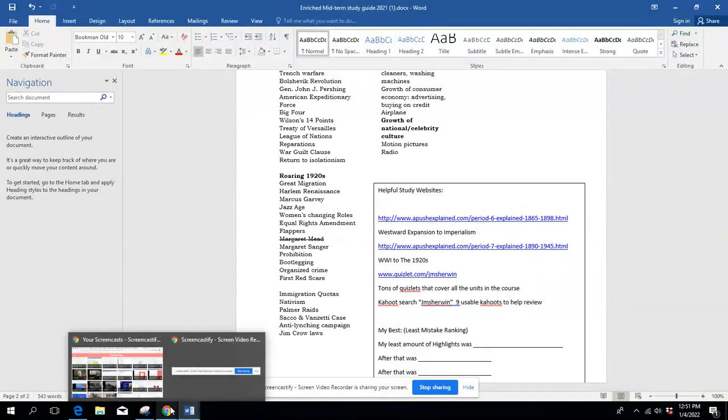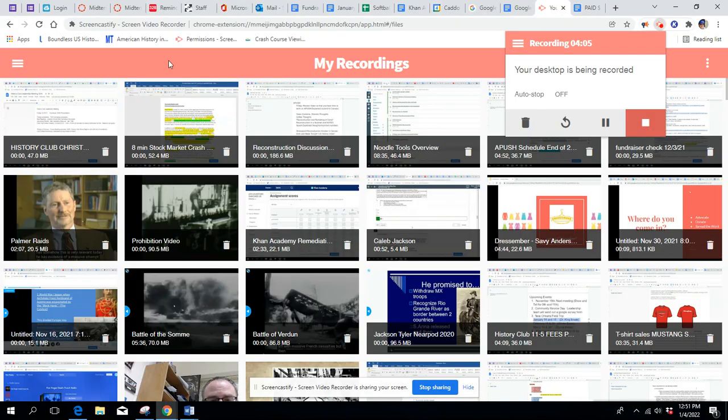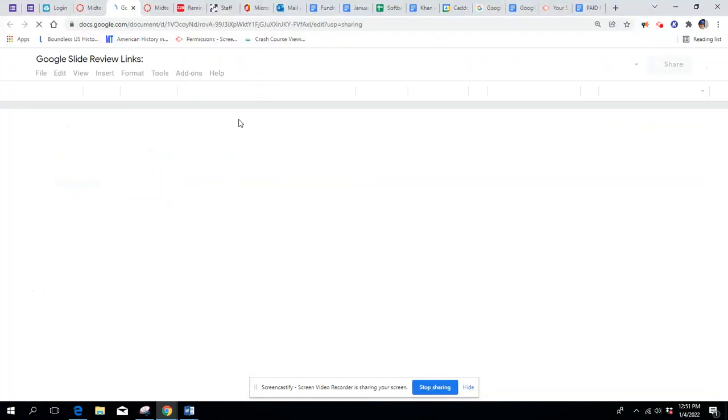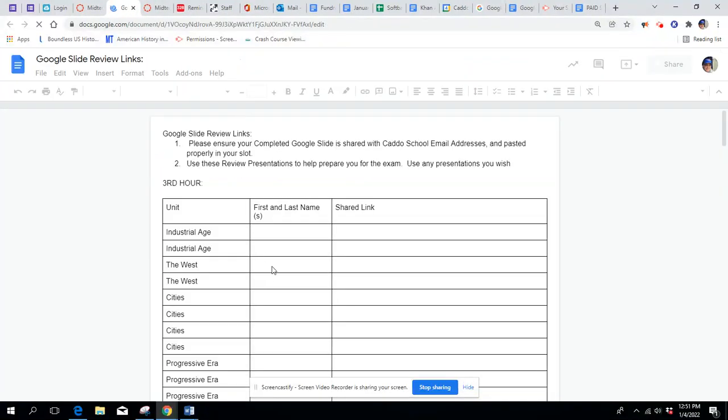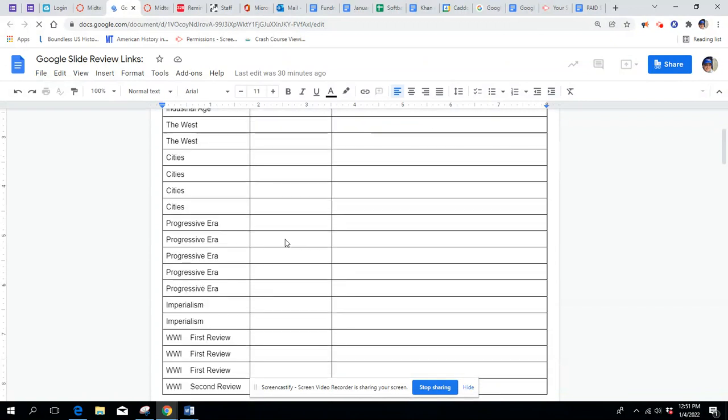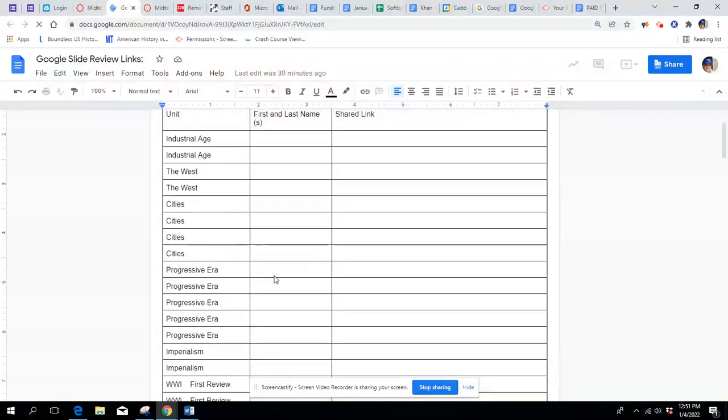Once you've got your rankings, go back into Canvas, and you're here now. What you're going to want to do is open this Google Doc. It's right here in the section. Find your class. There's 4 classes. Find yours. Find the section that you knew the best, your ranking number 1, and put your name in the box next to that section.